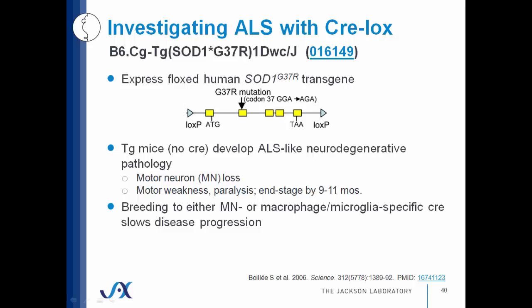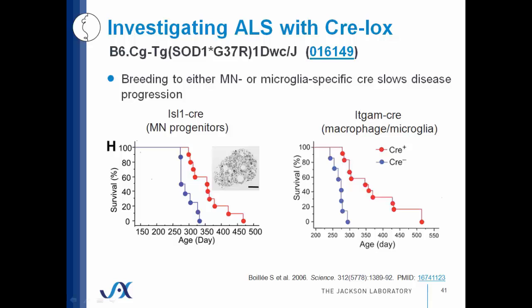But if those mice are bred to either a motor neuron or a macrophage specific Cre, that will slow the disease progression. So here you can see by crossing those mice to different Cre strains, you can then slow the progression of that phenotype, which then allows researchers to be able to sort of tease out what's going on in certain cell types that contributes to the ALS disease.